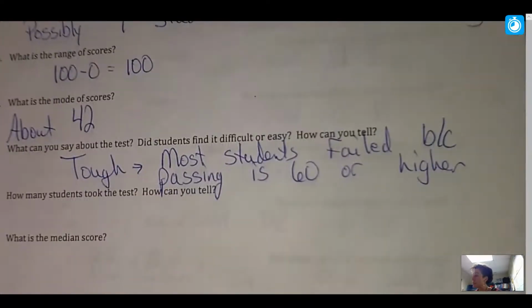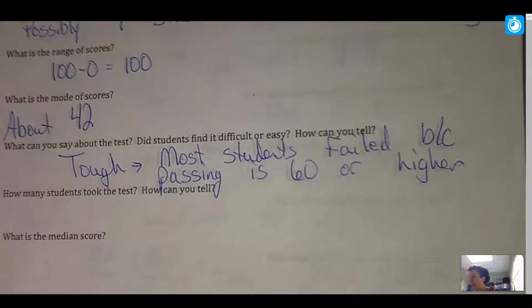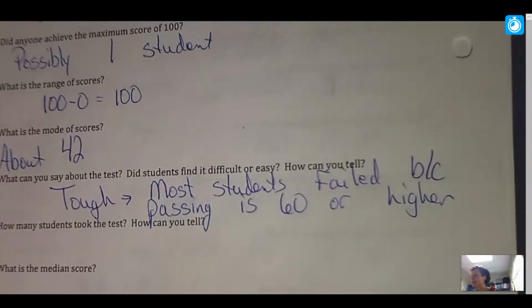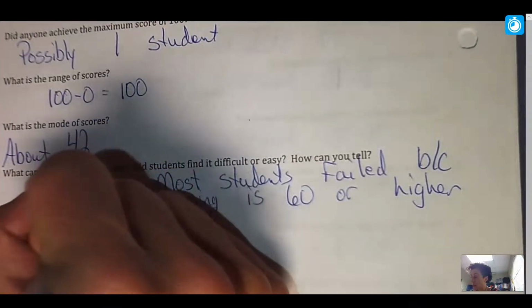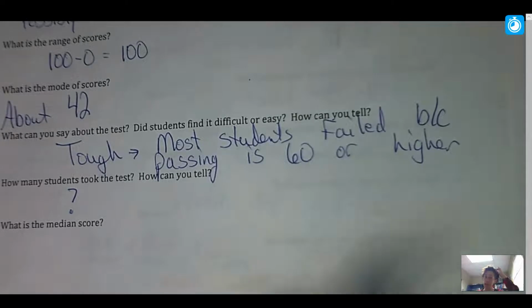How many students took the test? How can you tell? Oh, I don't know how many students took the test. Because, for instance, there are all these scores in between 40 and 50, and I could guess how many got this, but it would be very difficult to come up with 40, 41, 42, 43, and know that. So I don't think I can answer that question.